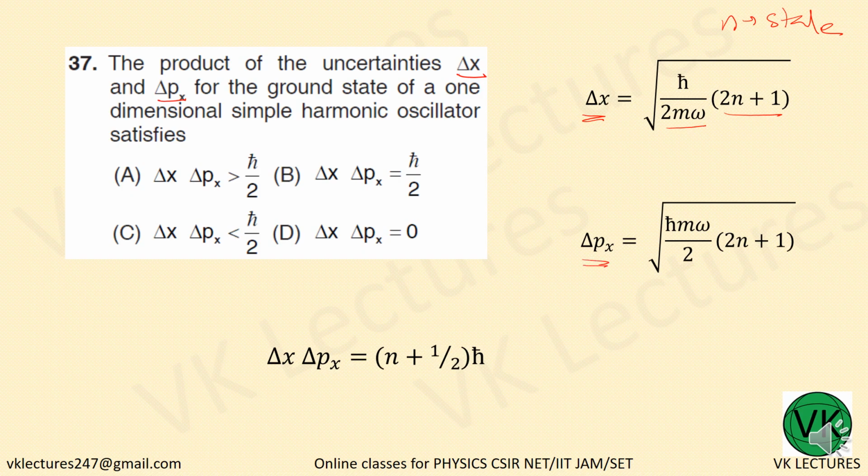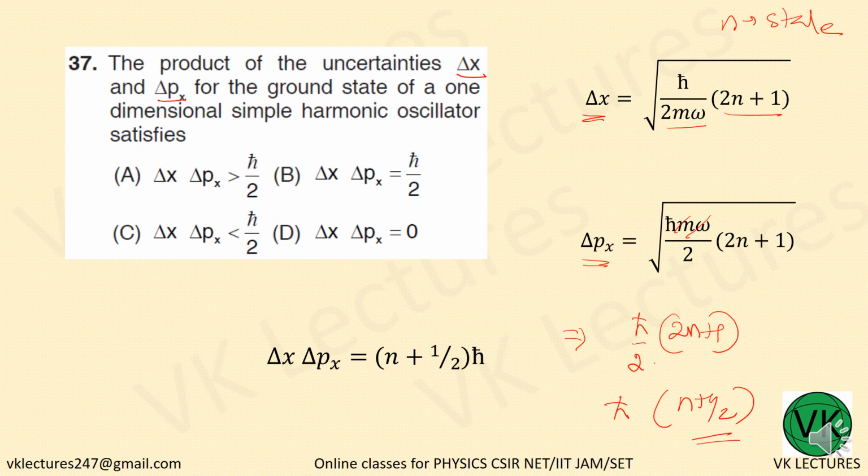Delta px is equal to under root h cross omega by 2 into 2n plus 1. Now you multiply these both. What you are getting is, m omega gets cancelled, right? h cross by 2 will remain, into 2n plus 1. Now you remove this 2n plus 1 here: h cross into n plus half.